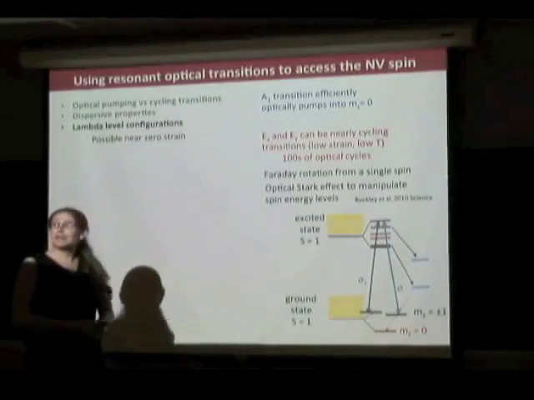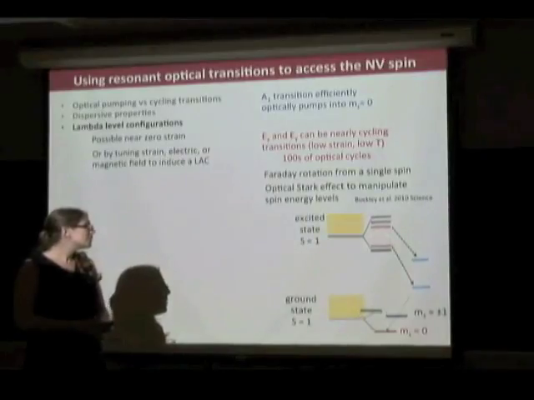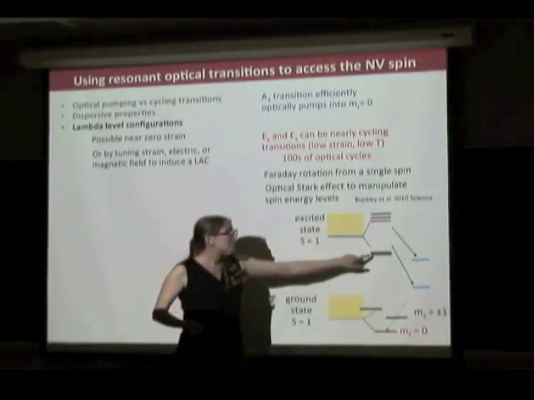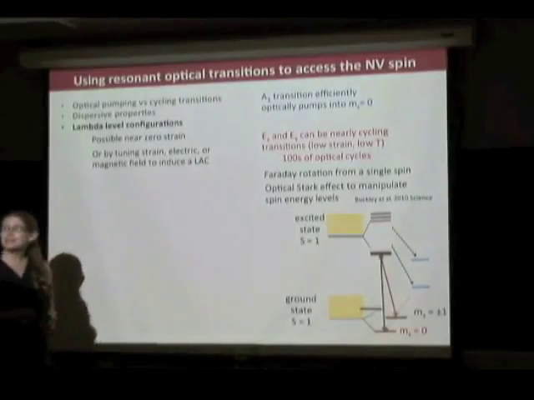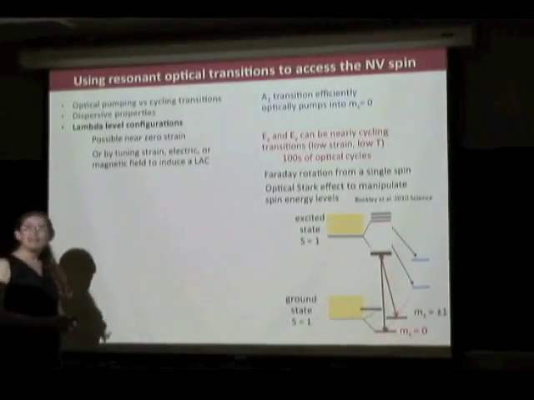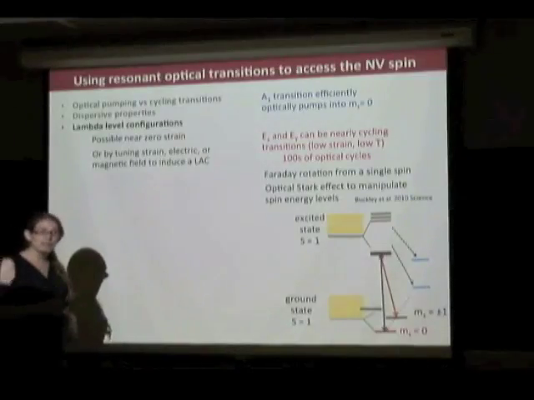It can also be done by using electric or magnetic fields to tune the excited state levels to a situation where one of them is very highly spin mixed. Regardless of how you obtain this lambda level configuration, it's a very versatile one for manipulating and controlling the spin state.